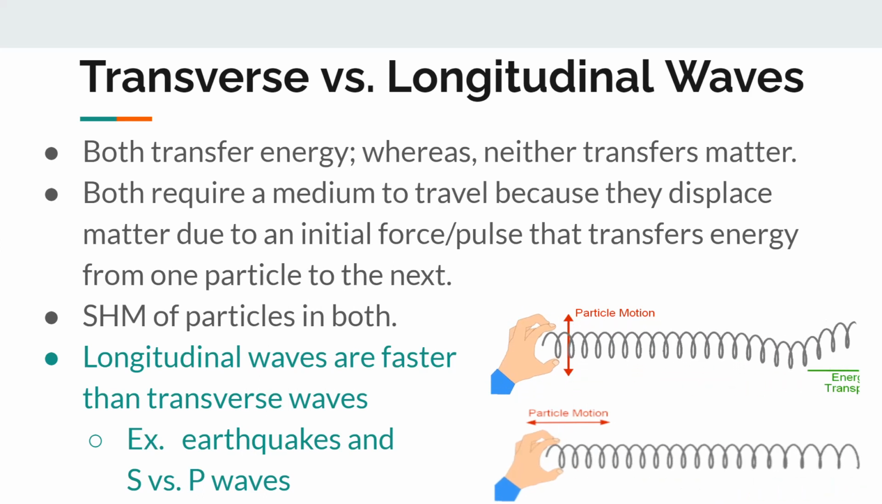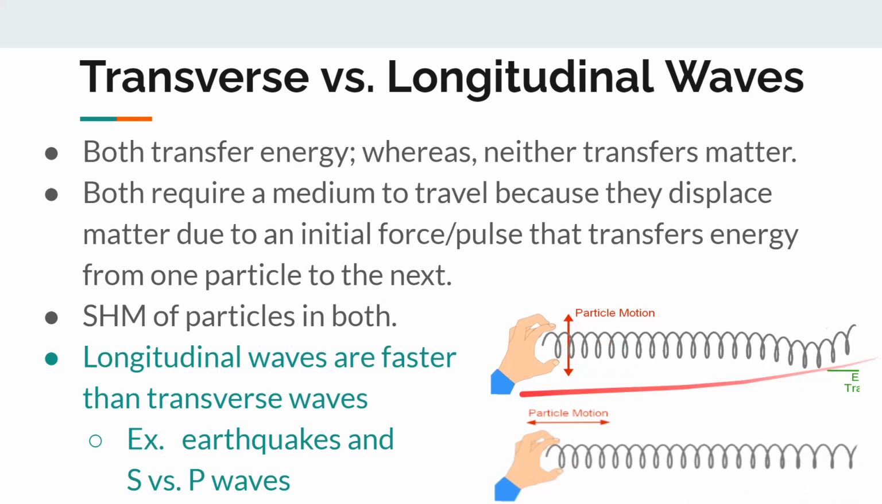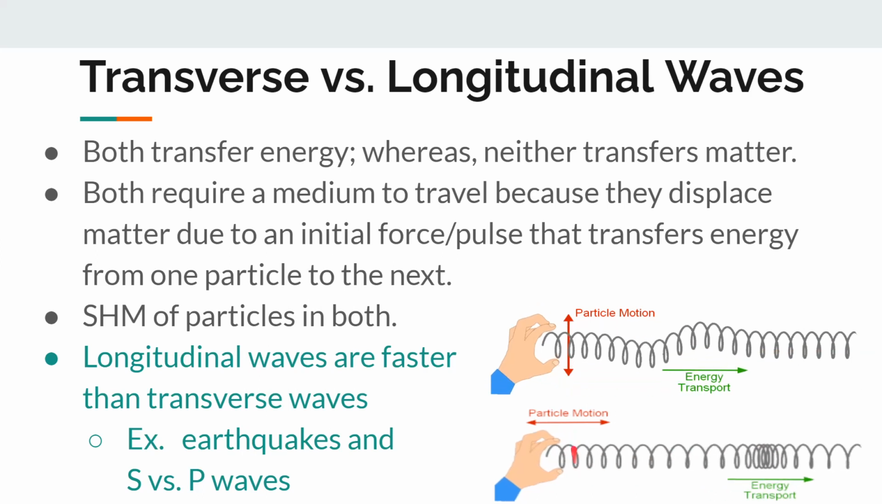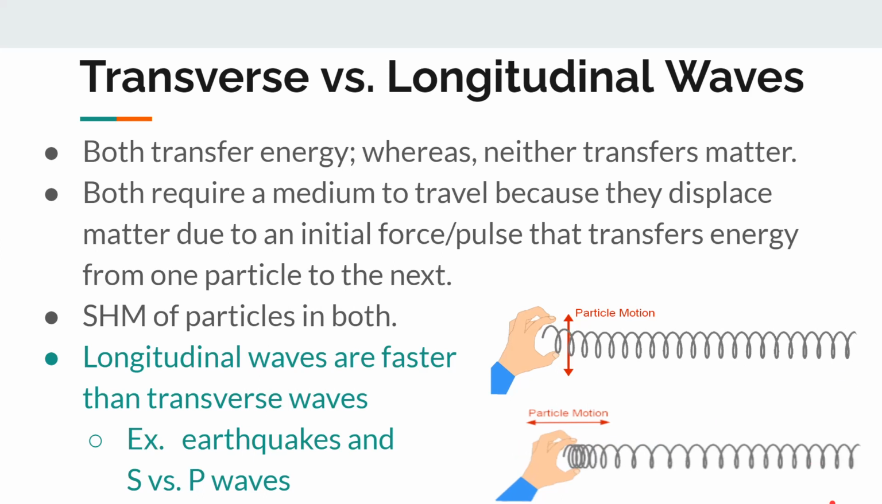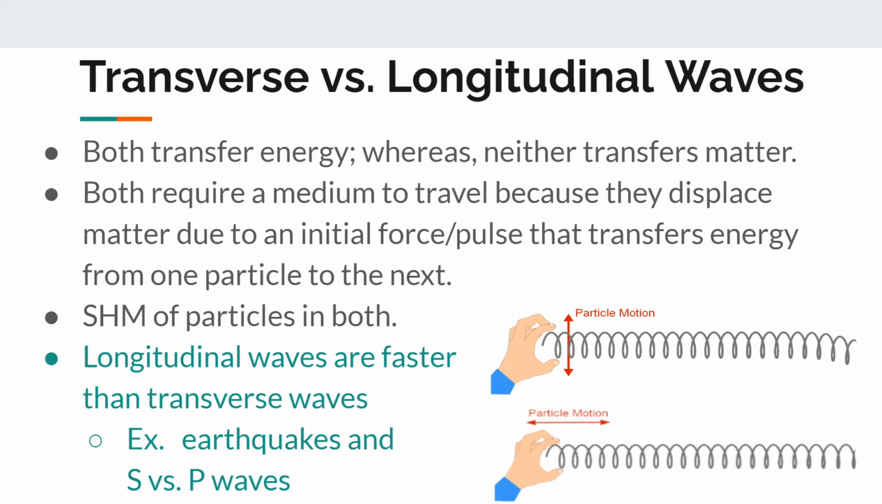Again, you can watch the individual rings on these slinkies, and this ring only moves up and down. It does not move from left to right. Same thing here. This will oscillate a little bit, but it's not like the second ring of the slinky ends up over here at the end. That would be a really tangled slinky. And so neither of them is transferring matter, but they are transferring energy.